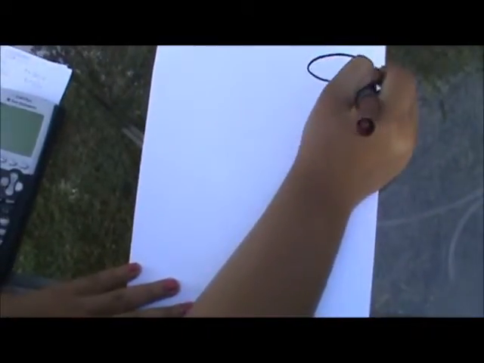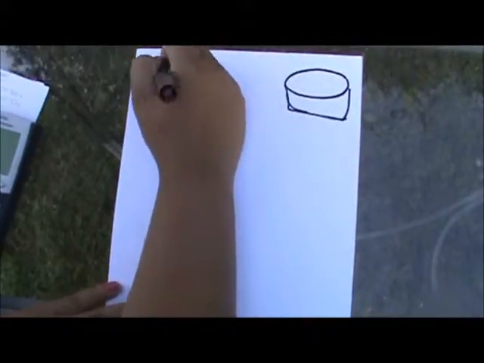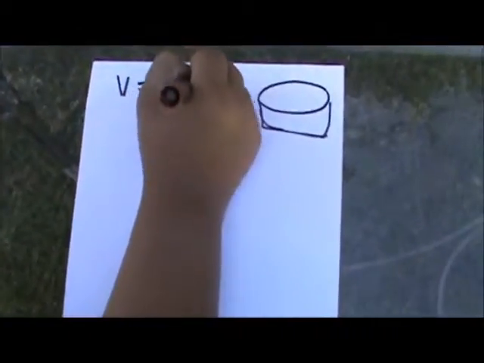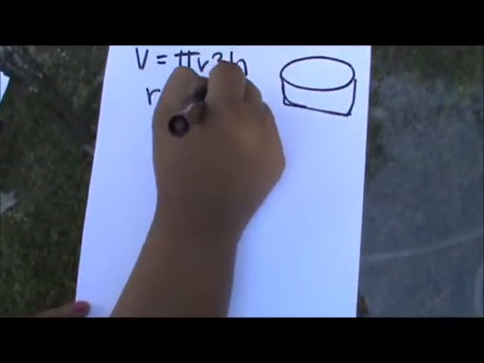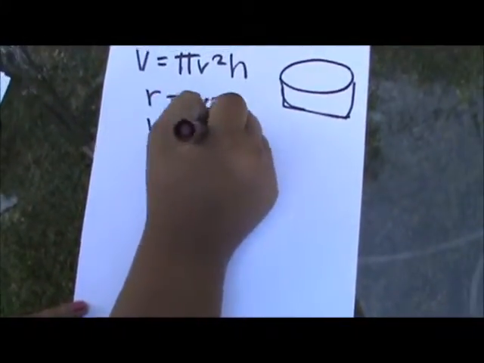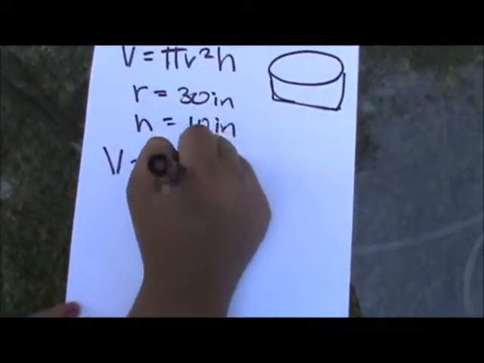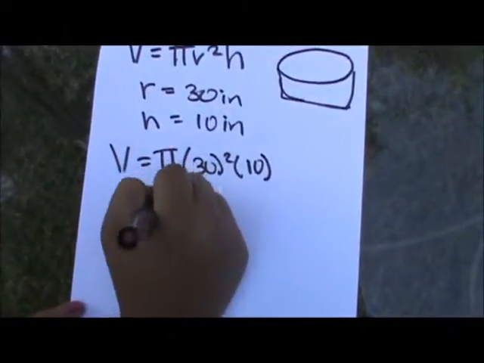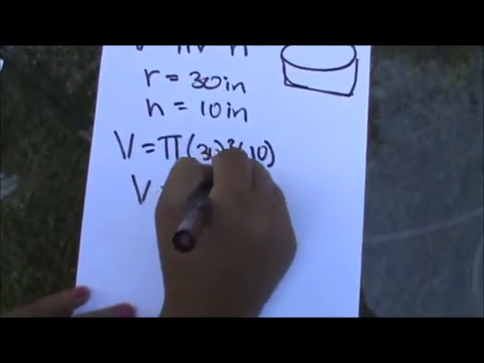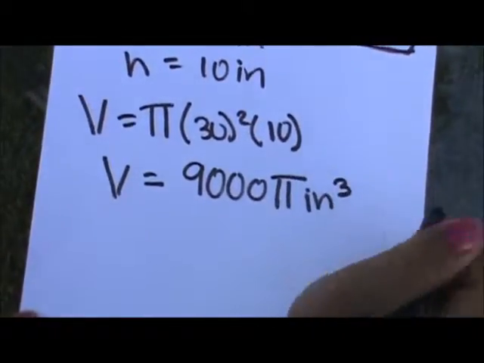Okay, so the pool is also shaped as a cylinder. And the volume of the cylinder is pi r squared h. And the radius of the pool is 30 inches and the height is 10 inches. So we fill it in and we have pi times 30 squared times 10, which will give us the answer of 9,000 pi inches cubed.